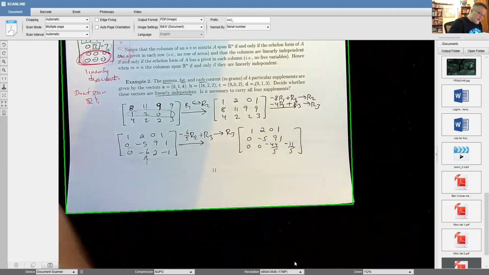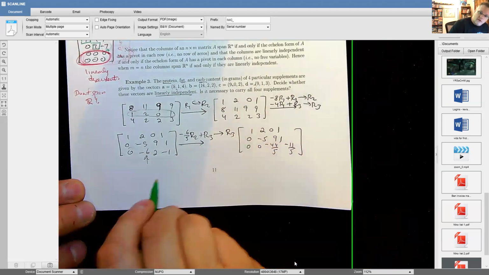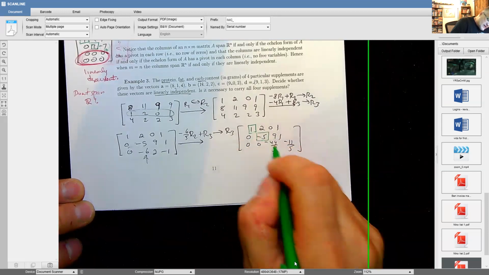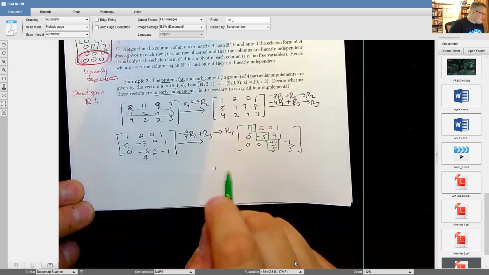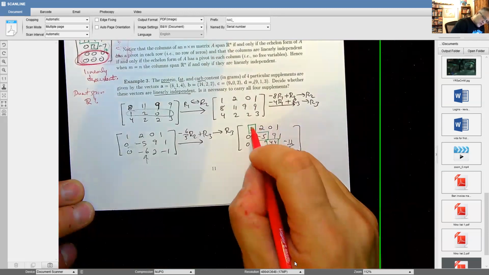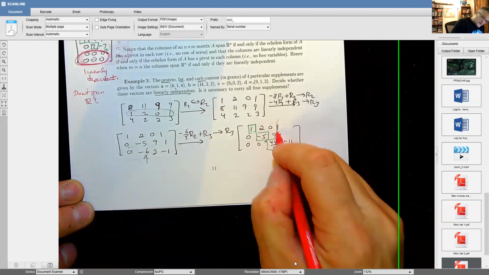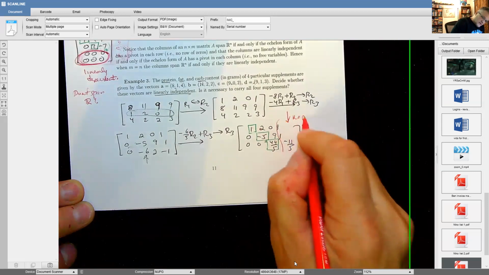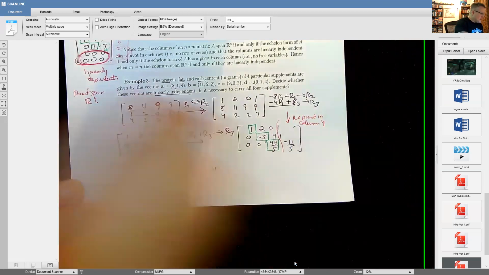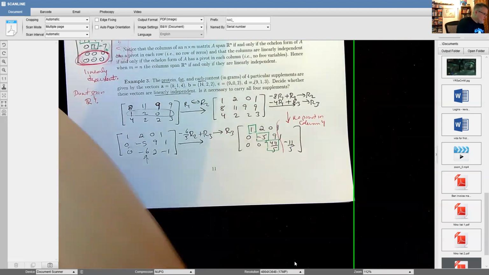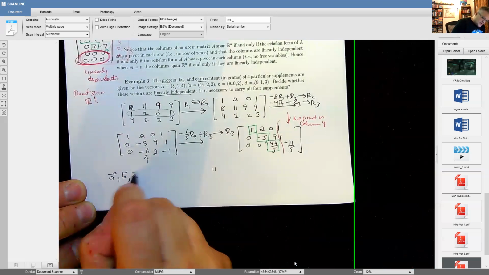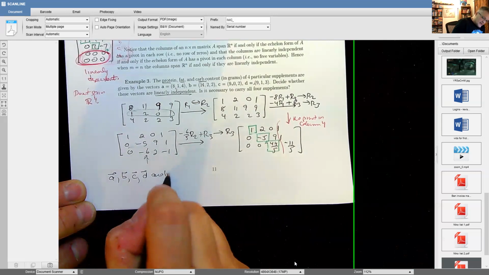Okay, I'm going to now identify the pivots, right? So I have this guy, and this guy. All right, this column, notice that columns 1, 2, and 3 have pivots. Column 4 does not. So no pivot in column 4. And so that means the vectors A, B, C, and D are linearly dependent.